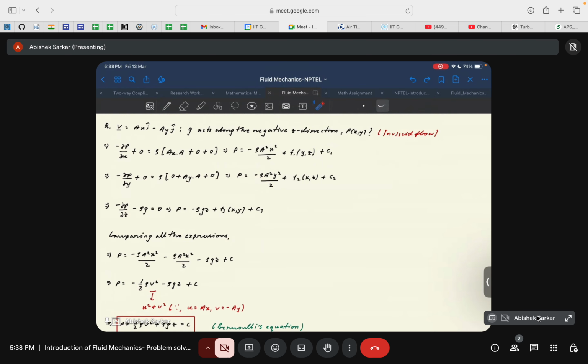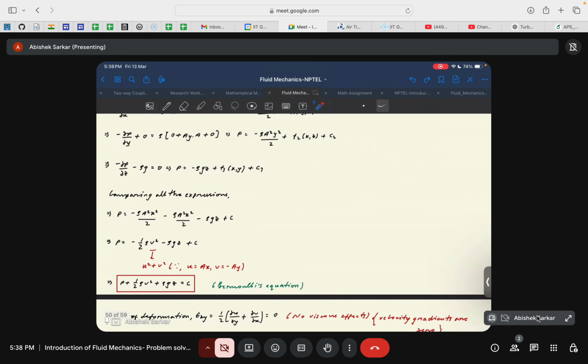Okay, now along the z direction you have dou p by dou z is equal to rho g, because there is a body force along the z direction, and of course there is no velocity component in that direction, so the inertial term is equal to 0. Now if you integrate this with respect to z, you will get p is equal to minus rho g z plus some function of x and y plus some integration constant c3.